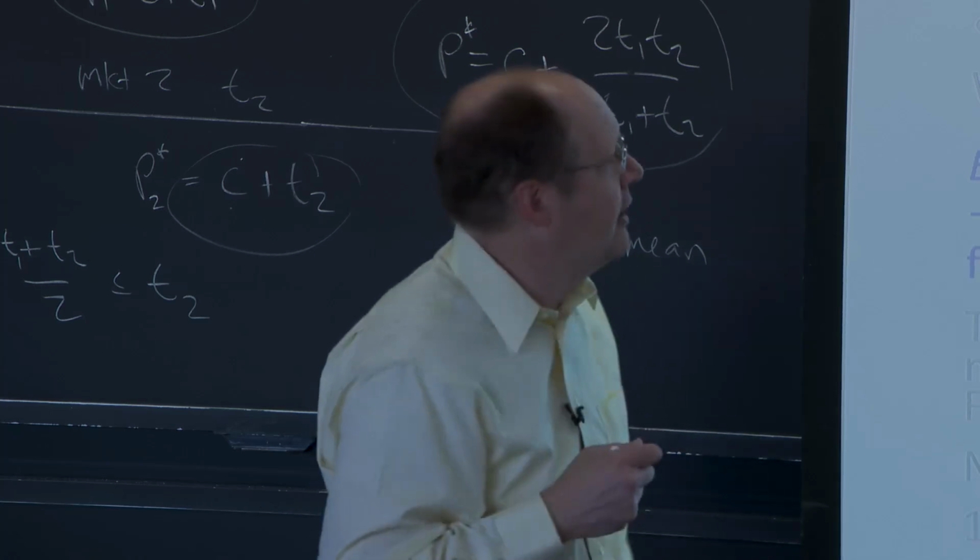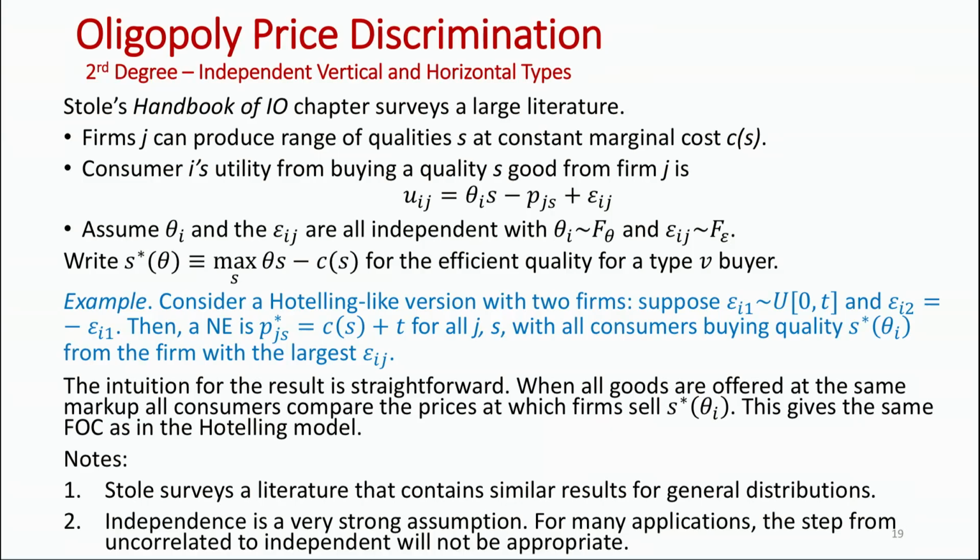Okay, so let me go. I'll start with just an overview of what happens in this independent model. Stole has a chapter of the handbook in I/O that surveys this literature that's pretty big and seemingly general. You have these firms, J. They can produce a range of qualities, S, at some constant marginal cost, C of S.